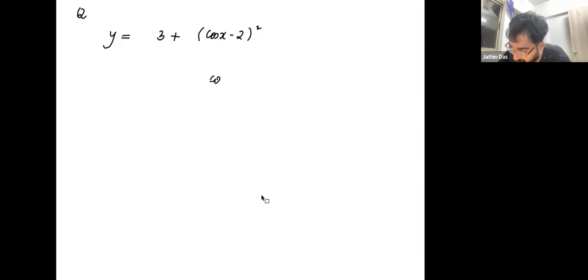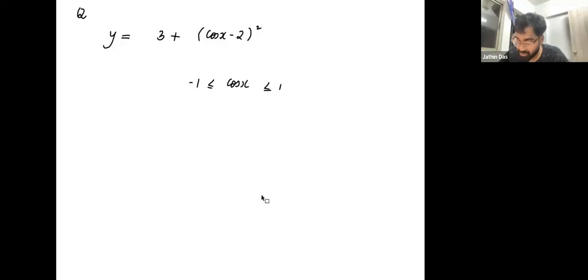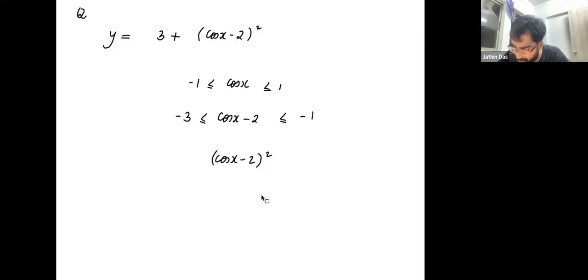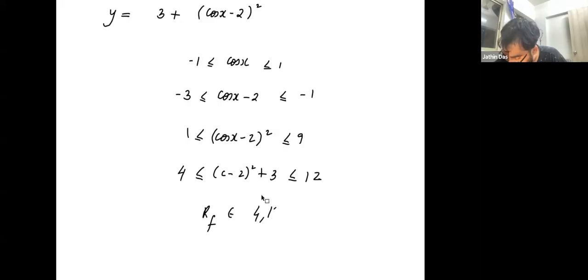Okay, let's see. So cos x is between minus 1 and 1. Then I subtract 2. So minus 3 to minus 1. Correct? Now I take the square. So both are negative, no problem. It will come from 1 to 9. Then I add 3. So 4 and 12. So range is between 4 and 12.